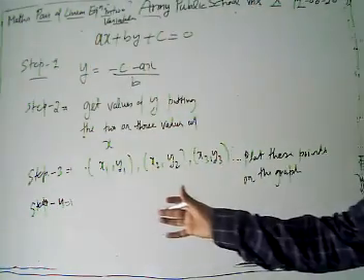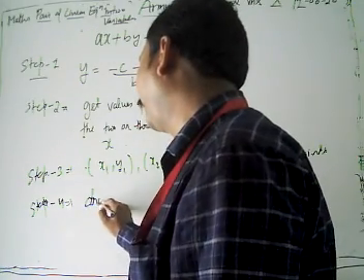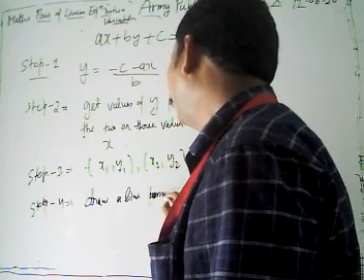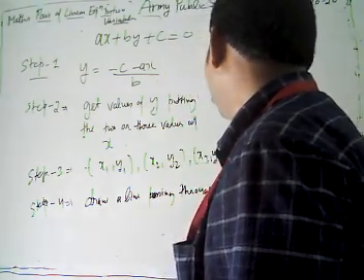We plot the points on the graph. In the last step, what do we do? Yes, we draw a line passing through these points.